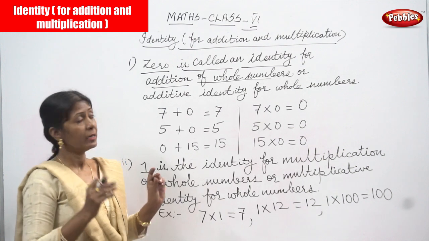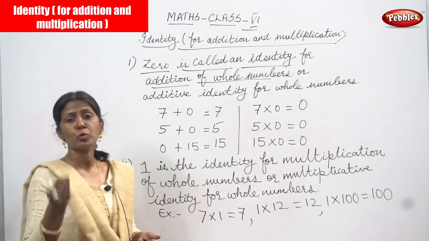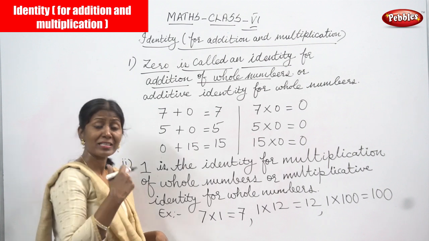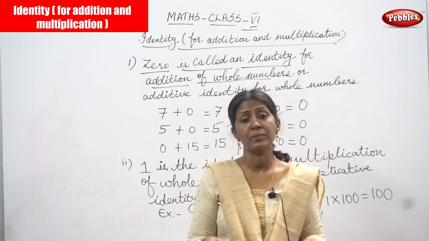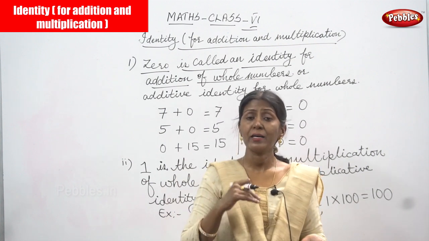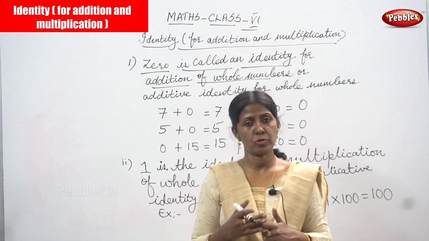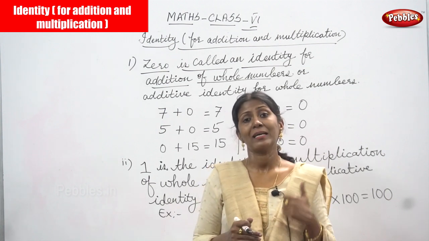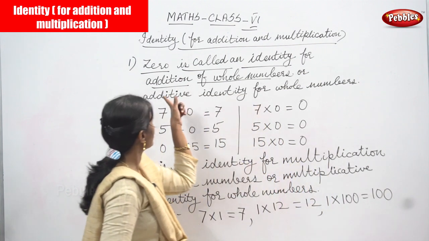You can understand the concept very simply. Whatever whole number you take, you add with 0. You can take any whole number, then add with 0. 0 is a whole number, and you must take any whole number, add with 0, and you get the same number. That is the additive identity of whole numbers, otherwise called identity for addition of whole numbers.